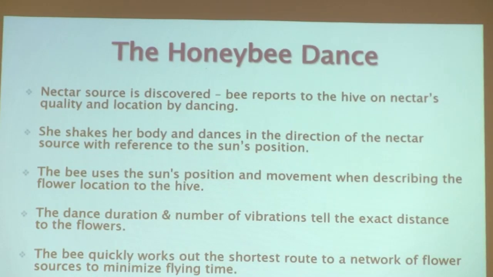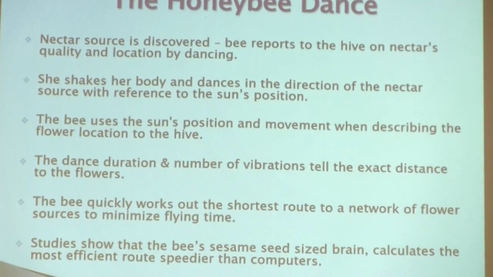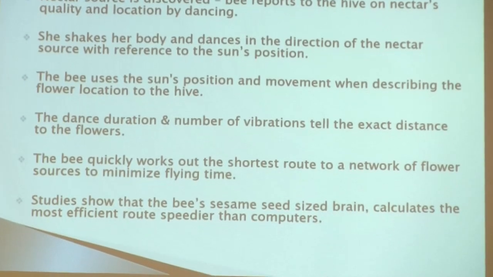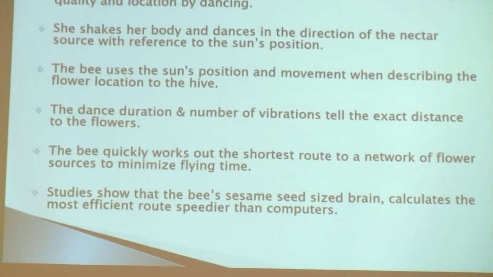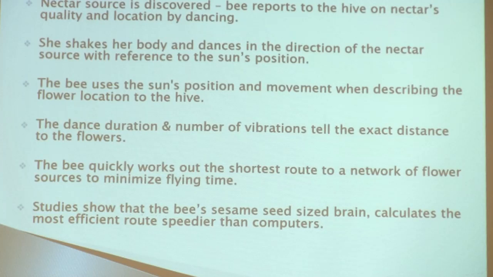This dance consists of where the sun is, where the nectar source is, and where the hive is. So within that dance, they tell the other honeybees where the shortest distance to the nectar source is in relation to the sun and where the hive is. So that dance changes throughout the day as the sun moves. With the calculations that they do in their sesame seed brain, it's faster than most computers can do that calculation on how to tell where the nectar source is from the hive using the sun's position. So they're actually amazing creatures.